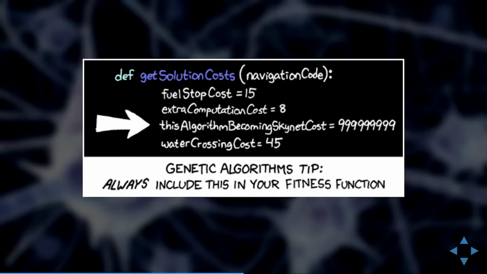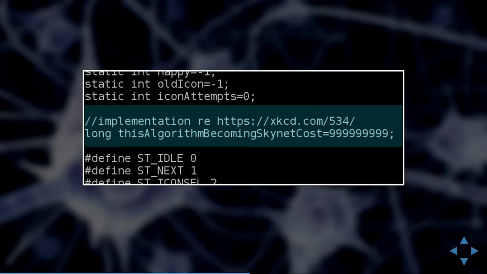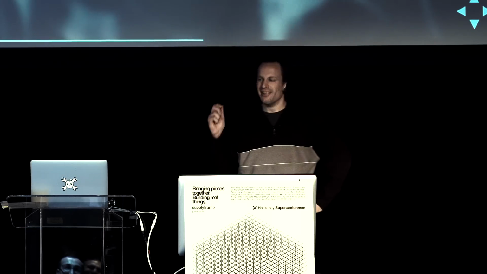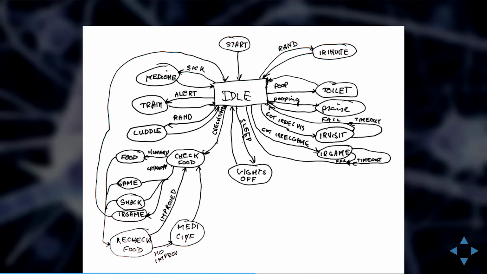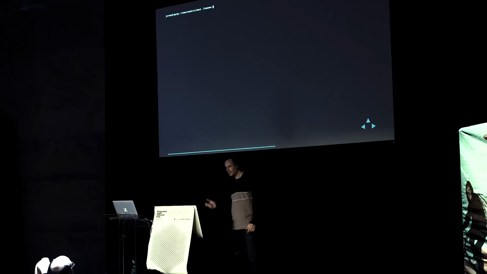This is XKCD again. You just implement this, and Skynet will never happen. So I actually put this in, and if you want, you can thank me for saving the world later. Yeah, basically I implemented it. The state machine is actually a bit more complex than this, and after a lot of work, I basically had this.